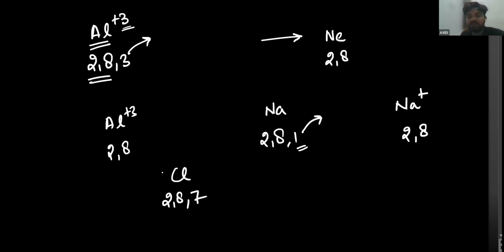The atomic number of chlorine is 17. The first shell is going to have 2 electrons, the second is going to have 8, and the third is going to have 7 electrons. Okay, dear students.